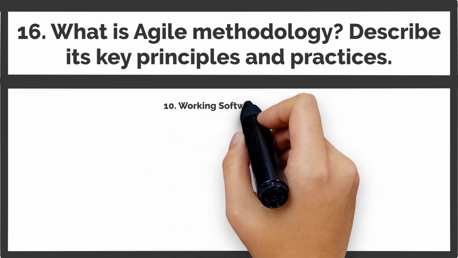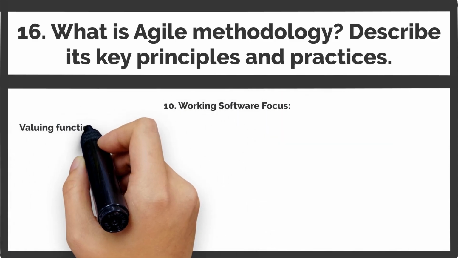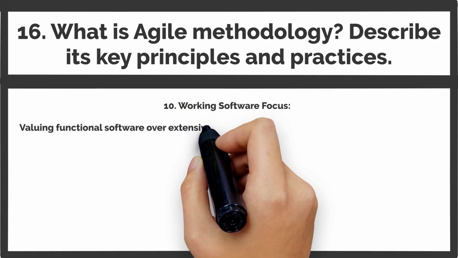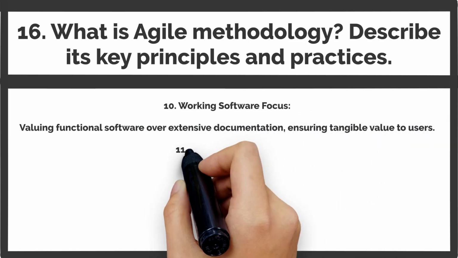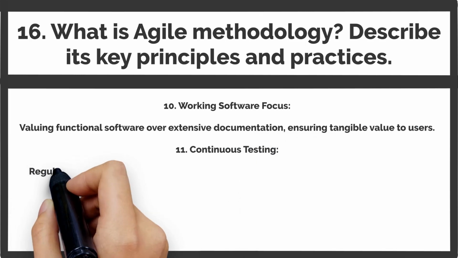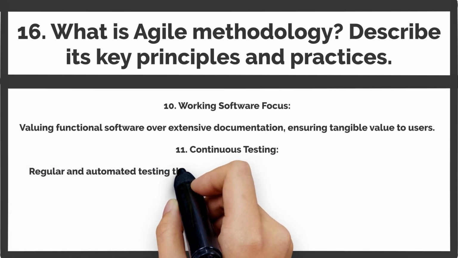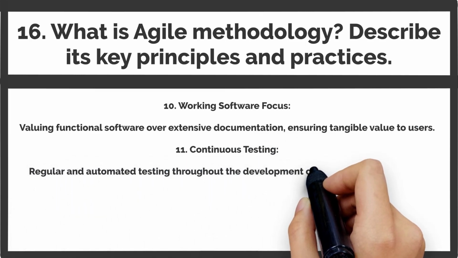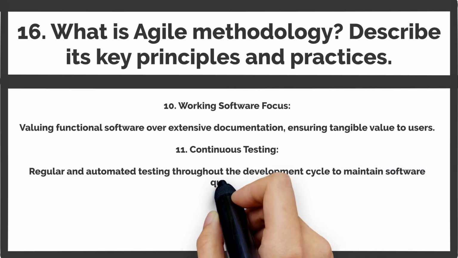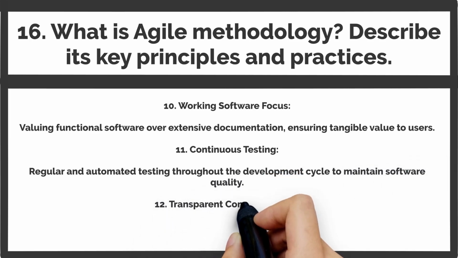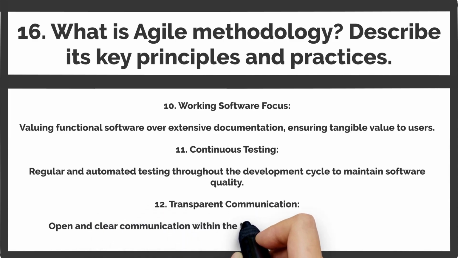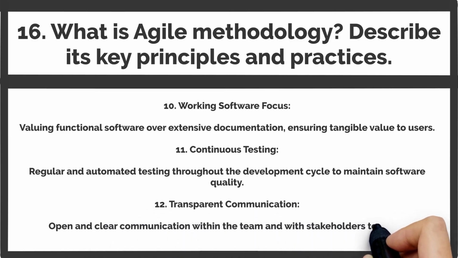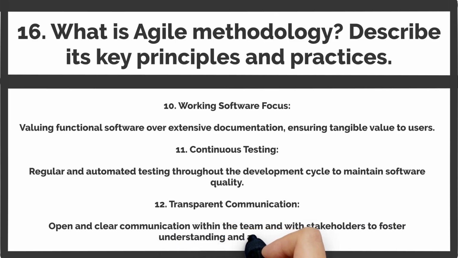10. Working software focus. Valuing functional software over extensive documentation, ensuring tangible value to users. 11. Continuous testing. Regular and automated testing throughout the development cycle to maintain software quality. 12. Transparent communication. Open and clear communication within the team and with stakeholders to foster understanding and alignment.